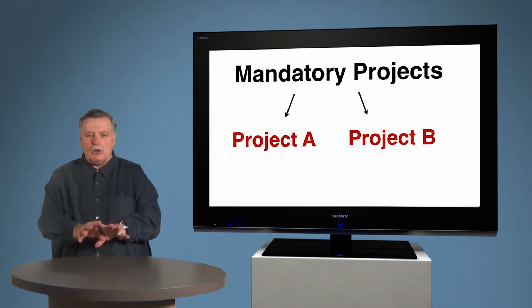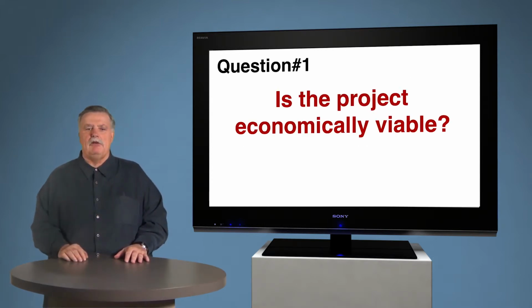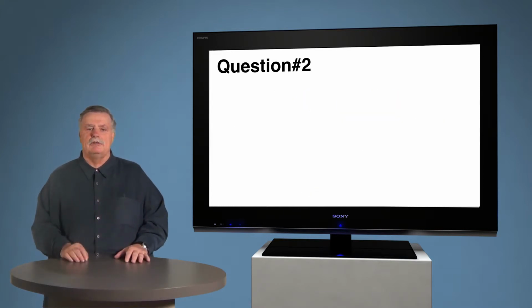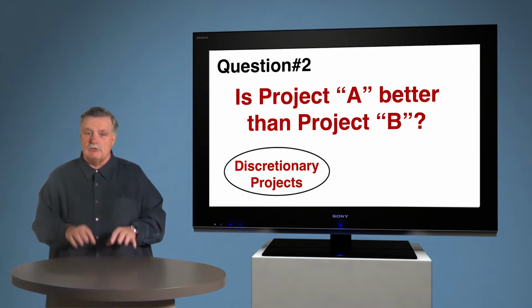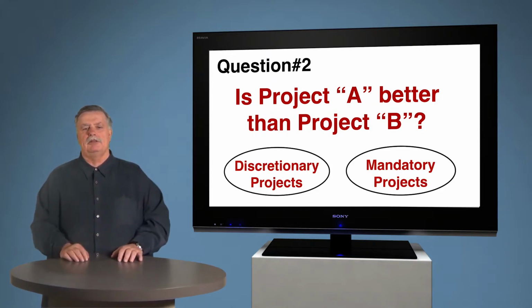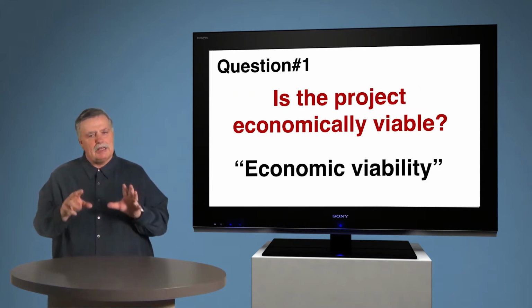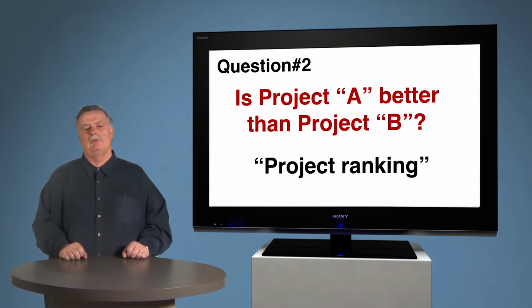I think we can all boil it all down to two questions. Question one asks, is that project economically viable? That applies to discretionary projects. Question two asks, is project A better than B? That applies to both discretionary and mandatory projects. And we're going to come back to those two questions over and over in this course. So make a mental note. Question one, that's the economic viability question. Question two, that's the project ranking question.